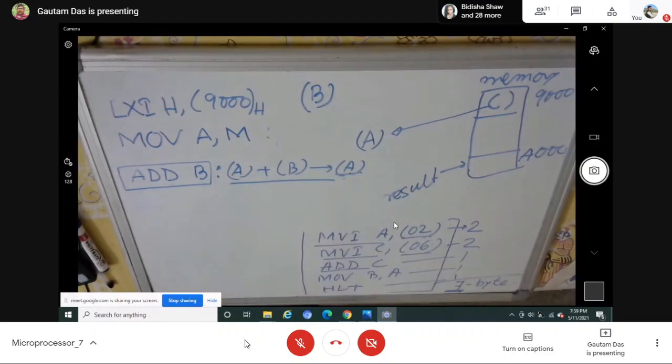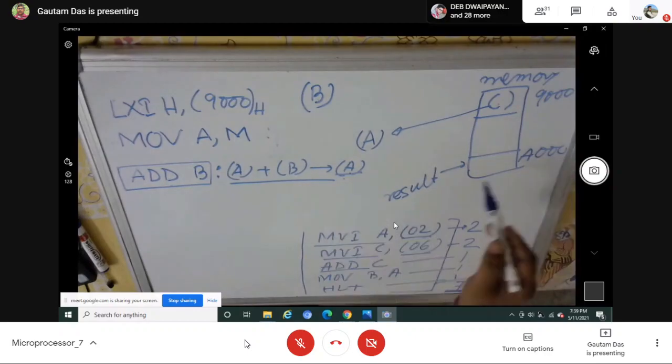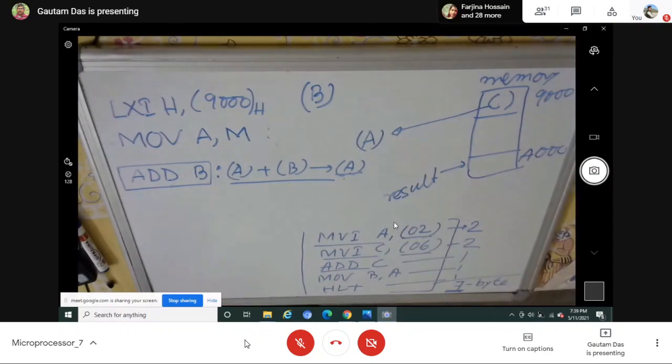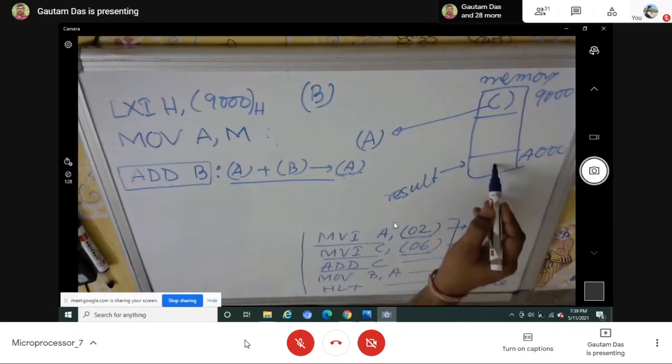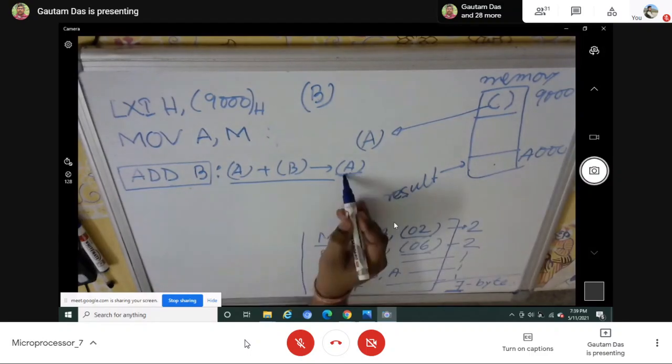So after ADD B, the result is there at A. Now suppose it is mentioned that you don't store that result in an internal register but store it in a memory register whose address is A000. Then what instruction will you use? Again think what type of operation it is. It is a data transfer. The result is to be stored in memory. Where is the result? In the accumulator.